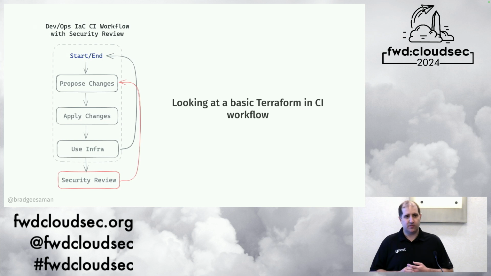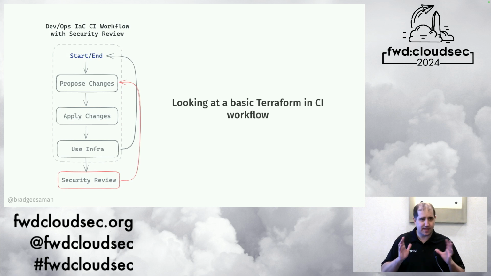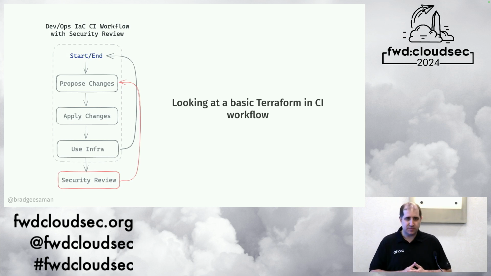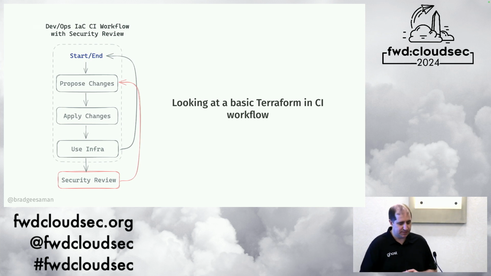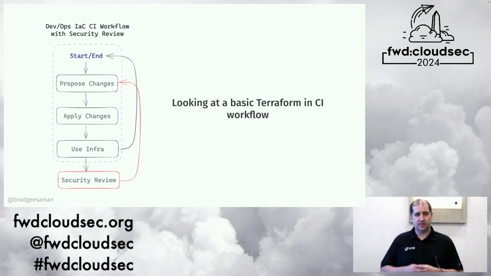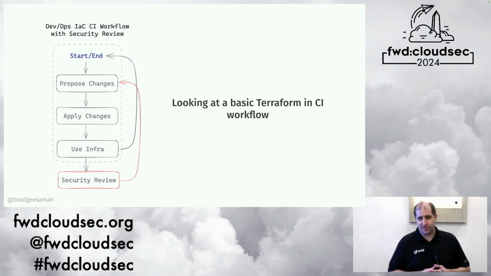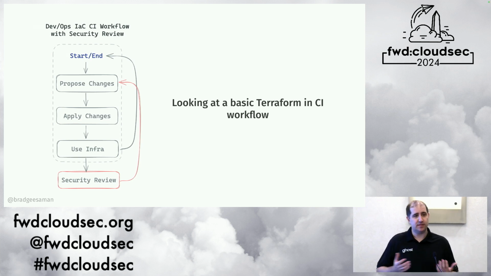And so I look to basic workflows. From a Terraform and CI pipeline workflow, the gray dotted line is the CI pipeline. We're proposing some changes. We're applying those changes if they look good from an infrastructure perspective, and then we're using the infrastructure, and the CI pipeline shuts down, and we move on our merry way. And later, maybe seconds, minutes, hours, days, weeks, or never, security review comes around and looks at things and says, hey, that is not ideal. We should probably go ahead and change that.